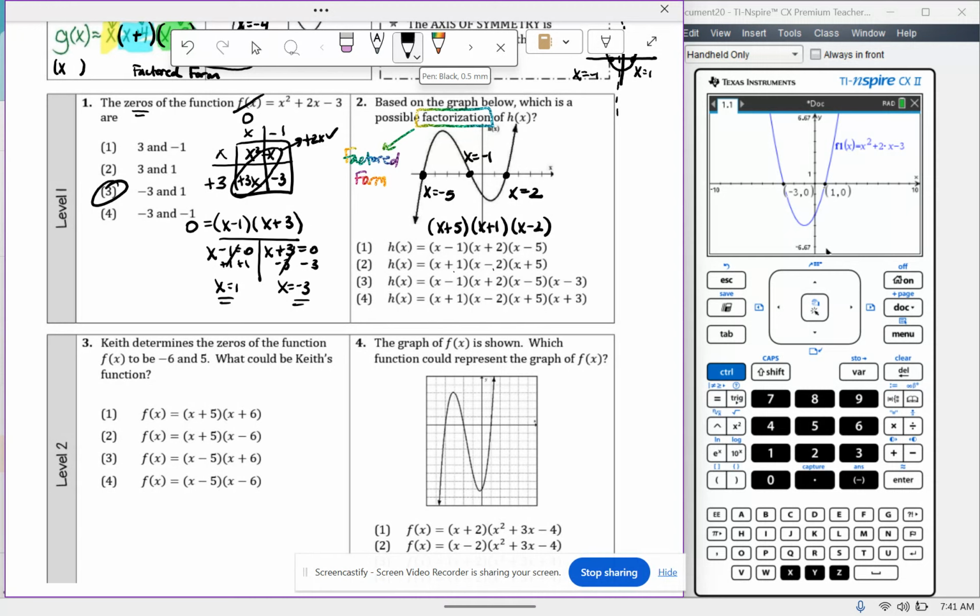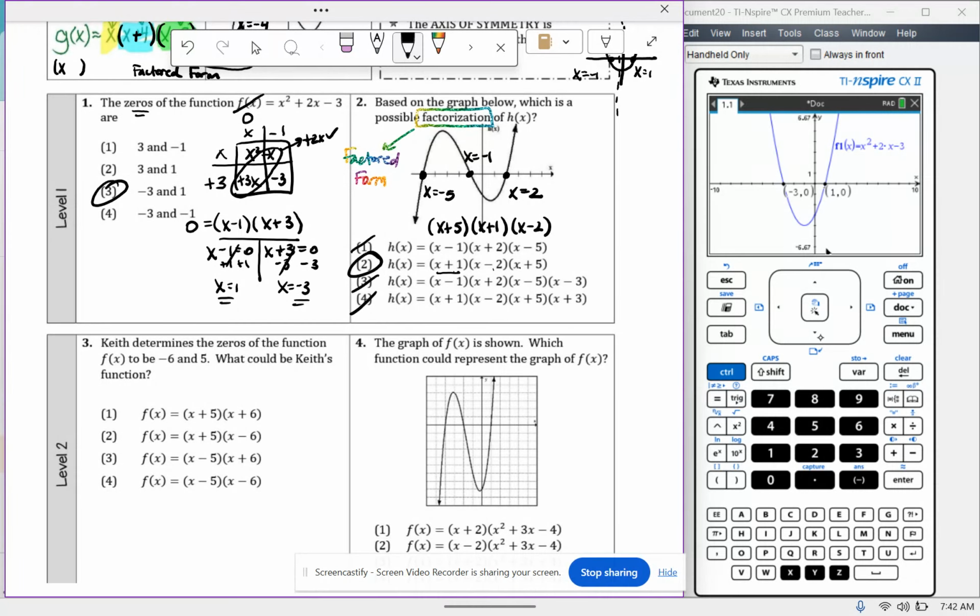I need a plus 5, so I can eliminate this one and this one. I can eliminate this one because there's not 4 roots. This would have to be our answer. And you can double check. We changed the x equals -1 to x plus 1. We've changed the x equals 2 to x minus 2. And we've changed the x equals -5 to x plus 5. Perfect. The answer is choice 2.